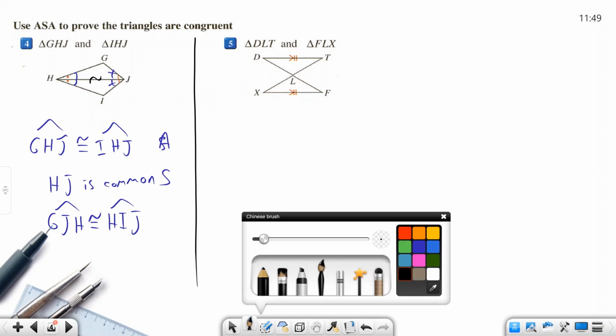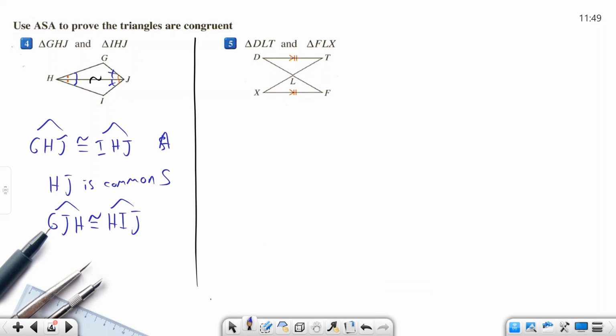Let's see. Oh, this is a good one. So there is a parallel and equal. These two lines, this symbol shows these two lines are parallel, and they have the same mark, so they are equal. The arrowhead shows us the parallel.